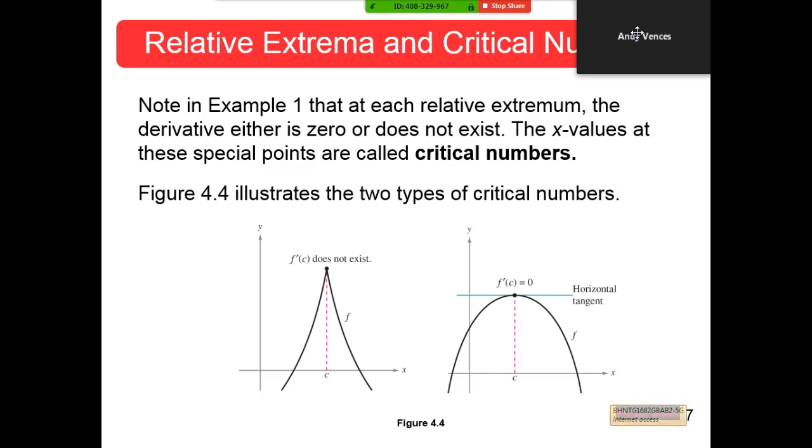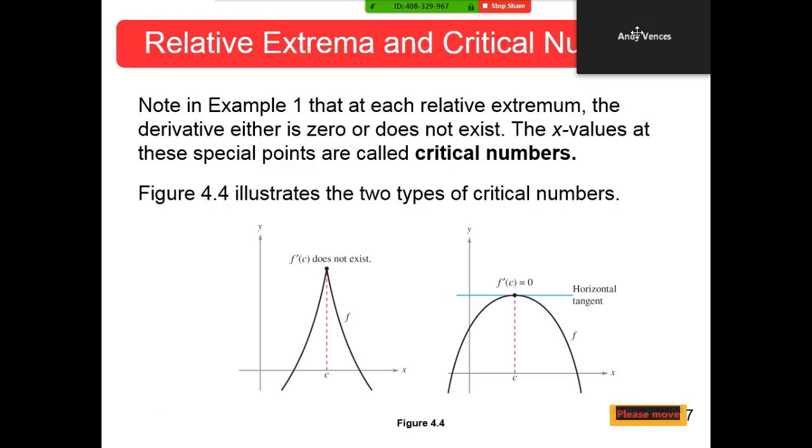Anyway, I'll go on and continue. In example 1 we did last time, at each relative extremum, and that's the singular, the derivative either is 0 or does not exist. At each relative extremum, the first derivative is either 0 or it doesn't exist. The x values at those special points are called your critical numbers.